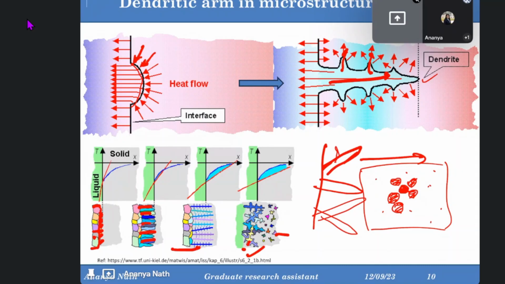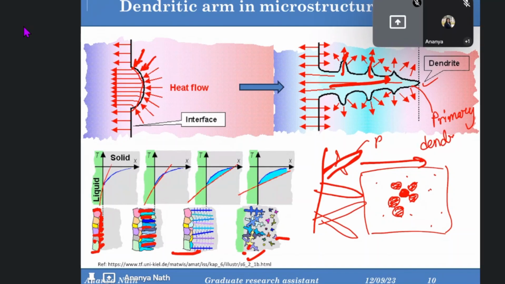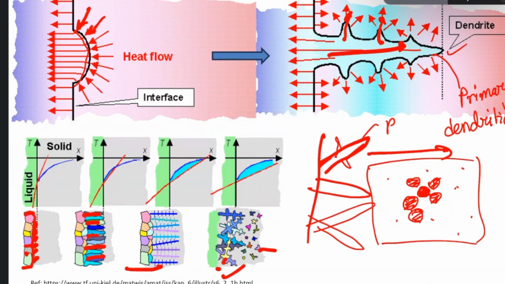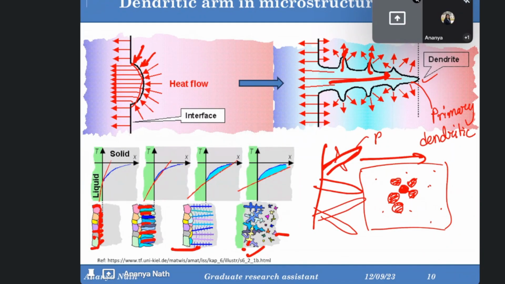And the secondary dendritic arm, so this one is called the primary dendritic arm. And these things are called secondary dendritic arms. This secondary dendritic arm will form somewhat perpendicular. This is what you'll always see, the dendrites are represented like this.